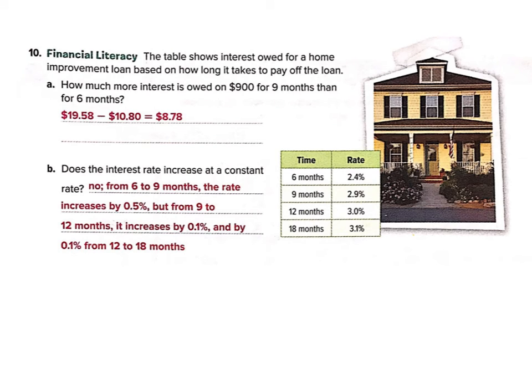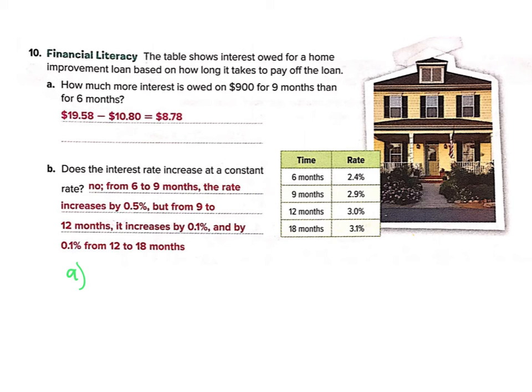For number 10, the key did a really nice job of explaining the answer, but we'll go through it together. So number 10 says the table shows interest owed for a home improvement loan based on how long it takes to pay off the loan. So A is asking how much more interest is owed on $900 for 9 months than for 6 months. So A is actually a 2-part problem, and I'll solve it down here.